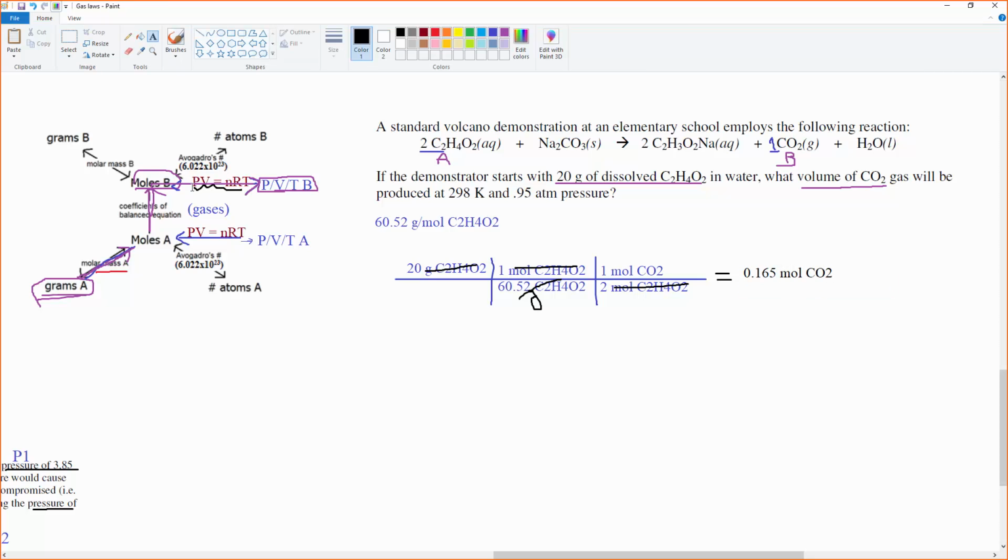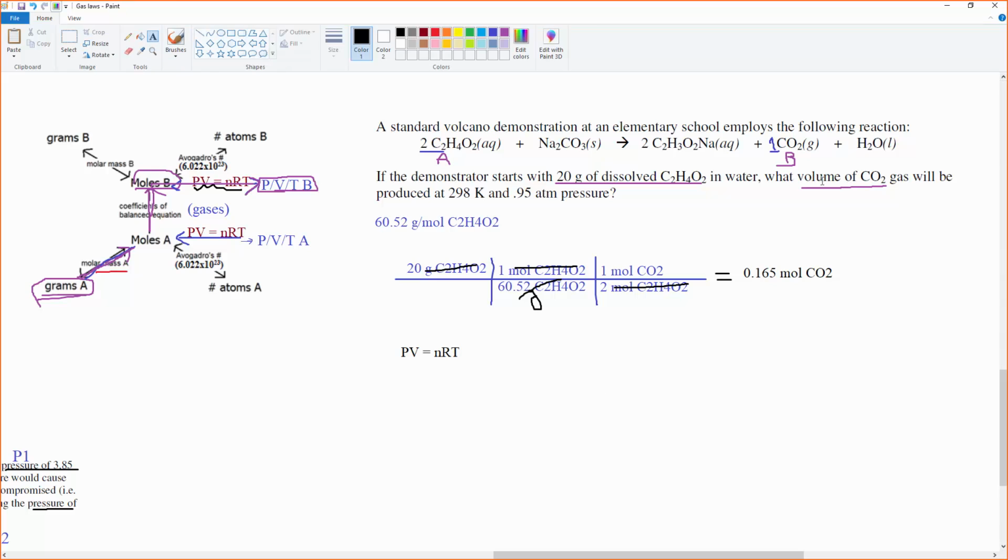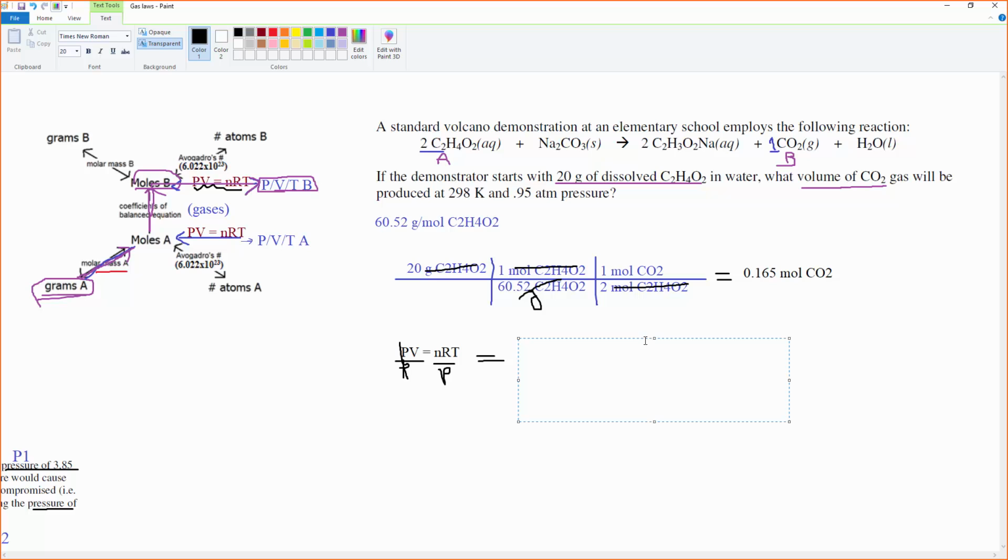All right, so now we're going to use PV equals nRT. And I'm going to solve for volume. So that's what they want. So divide both sides by pressure. Cancels. Okay, so V equals nRT over P. And so I'm just going to plug my stuff in. N, I just calculated, 0.165 moles of CO2.